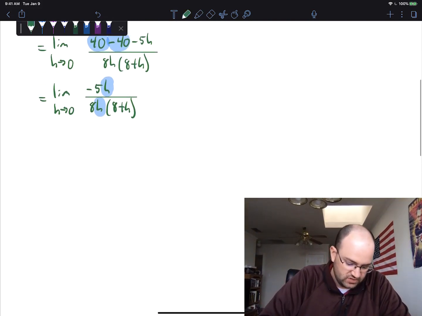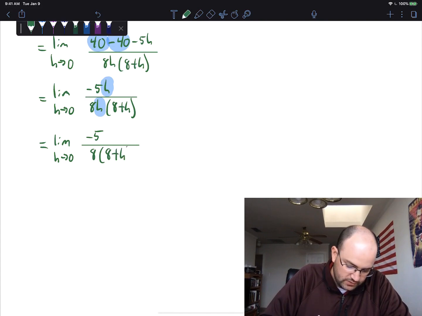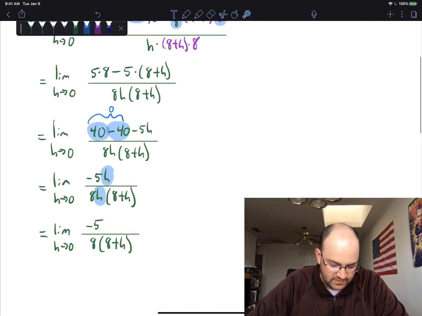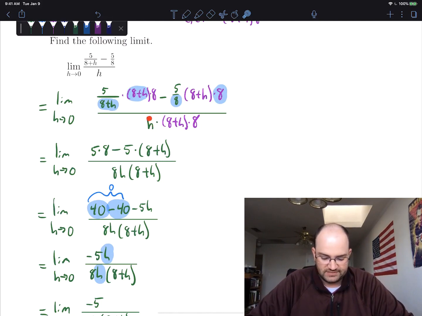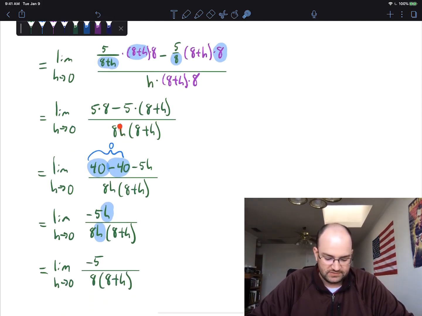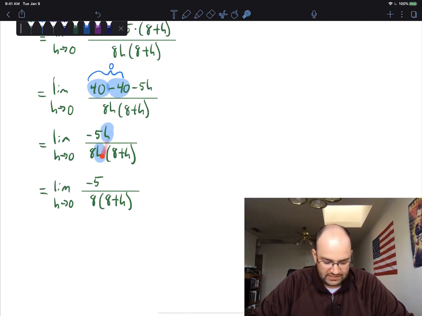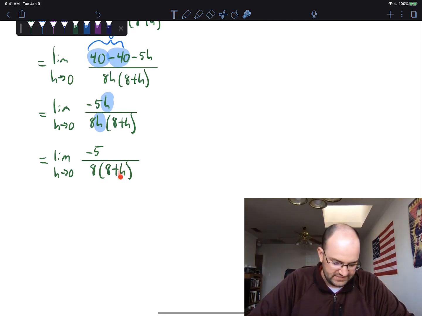So really this just becomes the limit as h goes to 0 of negative 5 all over 8 times 8 plus h. And that's where we needed to get to. And the reason why is because this h in the entire thing has been a problem the entire time. If I plug in h to be 0, that's 0. H becomes 0, all of this is 0. H becomes 0, all of this is 0. H becomes 0, all of this is 0. But when they cancel, notice that there is no more 0 right there. But there is still an h.